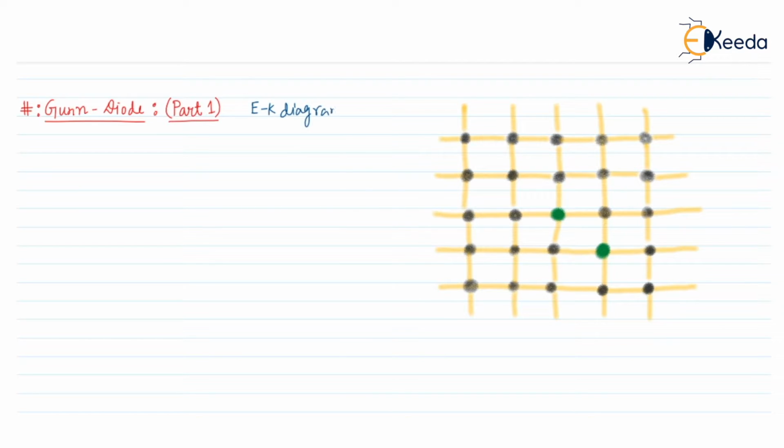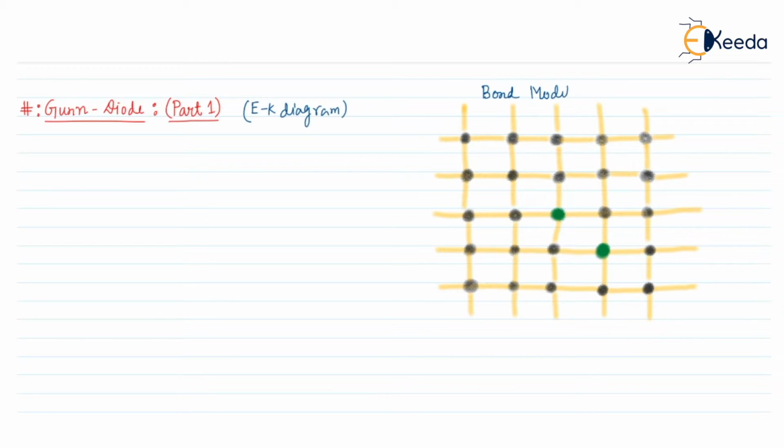In this first part, we will concentrate on the E-k diagram. In the second part of the Gunn diode, we will discuss the Gunn diode in terms of the E-k diagram. So for understanding the E-k diagram, let us take a bond model of a semiconductor.